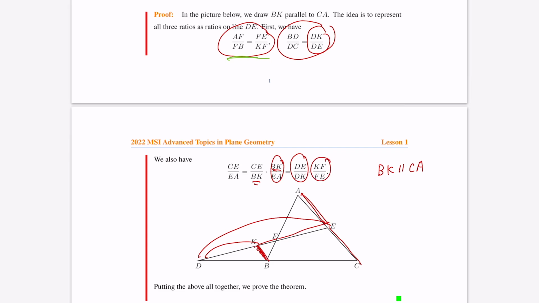Now what we need to do is multiply all these together. What we want to prove is that these three ratios, multiplied, are equal to 1. Let's see if this is indeed the case. Can we just cancel them? Yes: DE downstairs, DE upstairs, KF upstairs and downstairs, FE downstairs and upstairs, and DK and DK. Multiplying all of them together, we get 1. And that proves the Menelaus theorem.